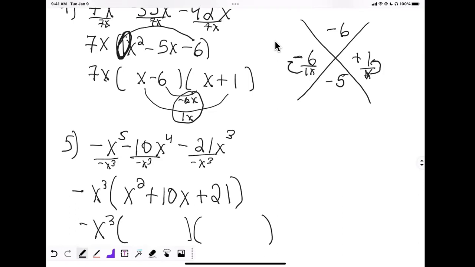Very good. Okay, now without the AC method, what 2 numbers multiply to be 21 but add up to be 10? Most of the time, if you're not doing the AC method, or even the AC method too, honestly, it's usually the first or second combination that comes to your head. And 21 to me is 7 and 3. And that happens to be 10. So it would be x plus 7 and x plus 3.